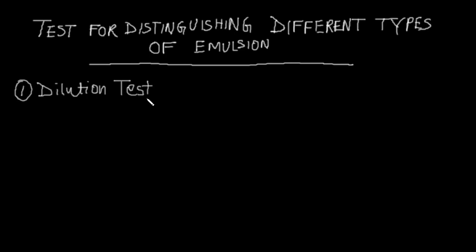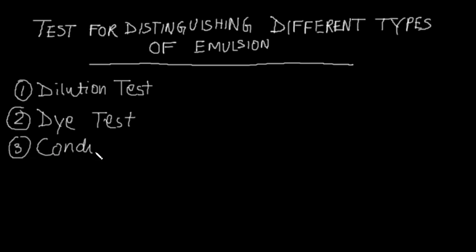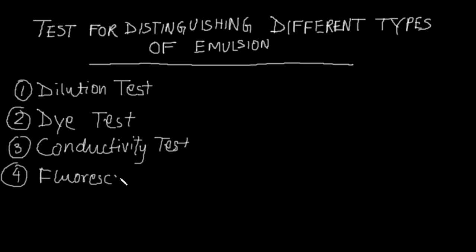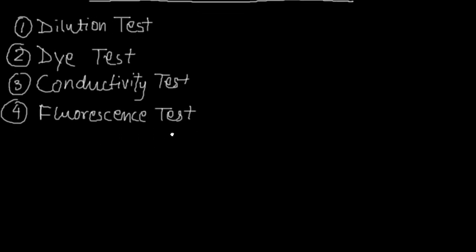To distinguish different types of emulsion, we perform certain tests. These are dilution test, dye test, conductivity test, and the last one is fluorescence test. Now we will see one by one each test to know how these tests perform, how these tests show the result. First of all, dilution test.